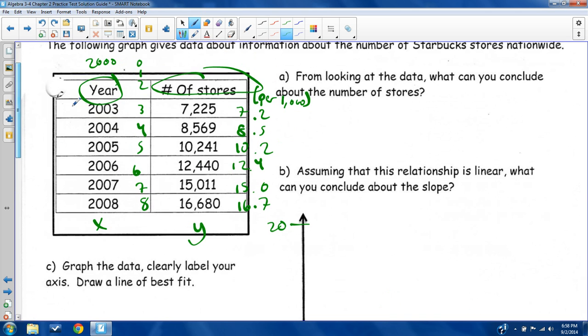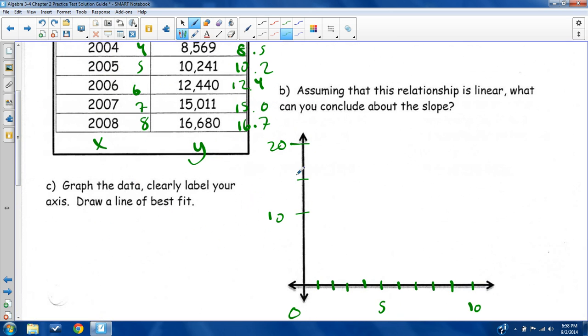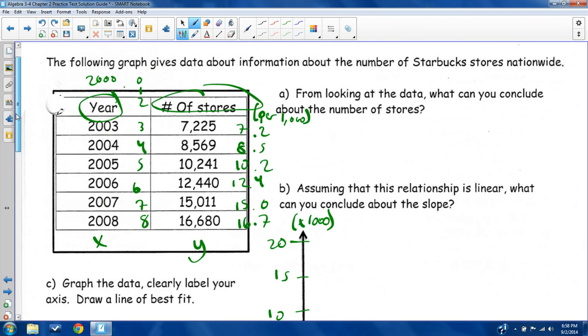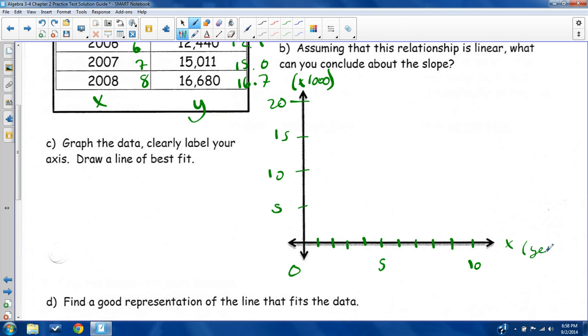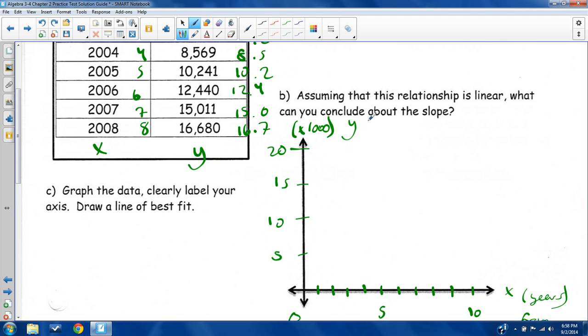What I need to do is I need to create a cap. I'm going up to at most 20 here, it looks like, because there's 16. So that means here's 10 right here, here's 15, and here's 5. Now, these are in the thousands. These are times 1,000. I want you to label your graph when you do this. X is referencing the year. X is in years from 2000. Y is the, what is that? Starbucks locations? Starbucks stores per every 1,000.